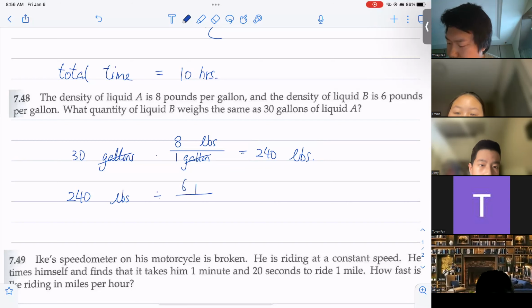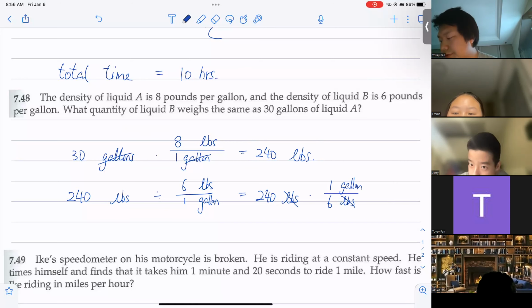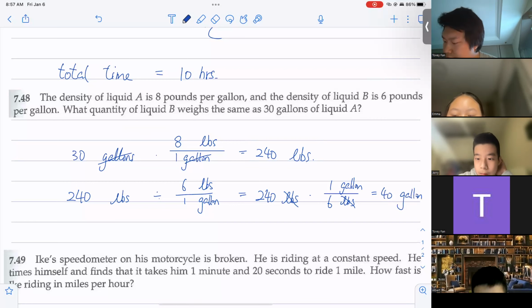6 here means 6 pounds per gallon, right? So 6 pounds per 1 gallon. See? So 240 divided by 6, it will become 240 pounds times, and when you divide by a fraction, you flip it over, right? So divided by 1 gallon per 6 pounds. You see? Pounds cancel, it'll be 240 divided by 6, so 40 gallons. Okay, and the answer will just be 40.